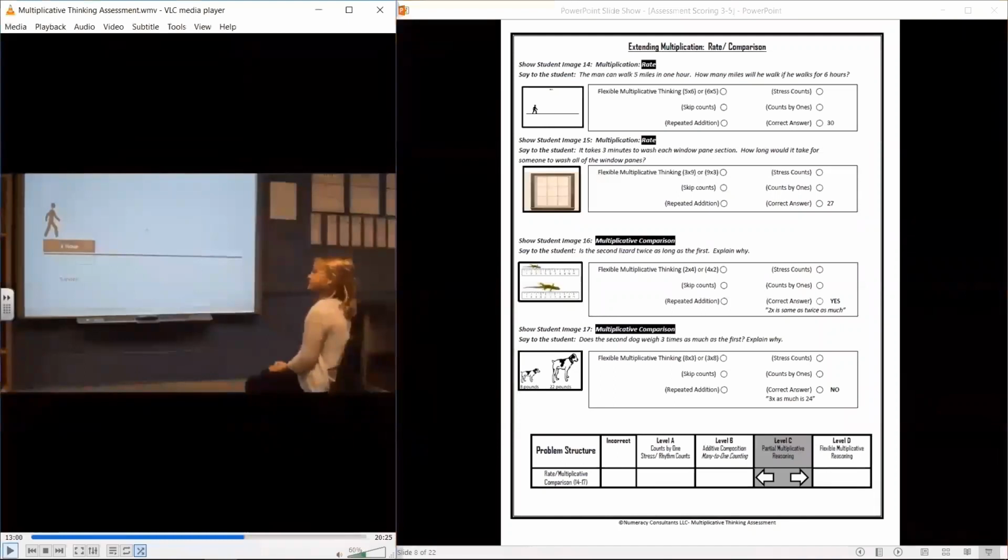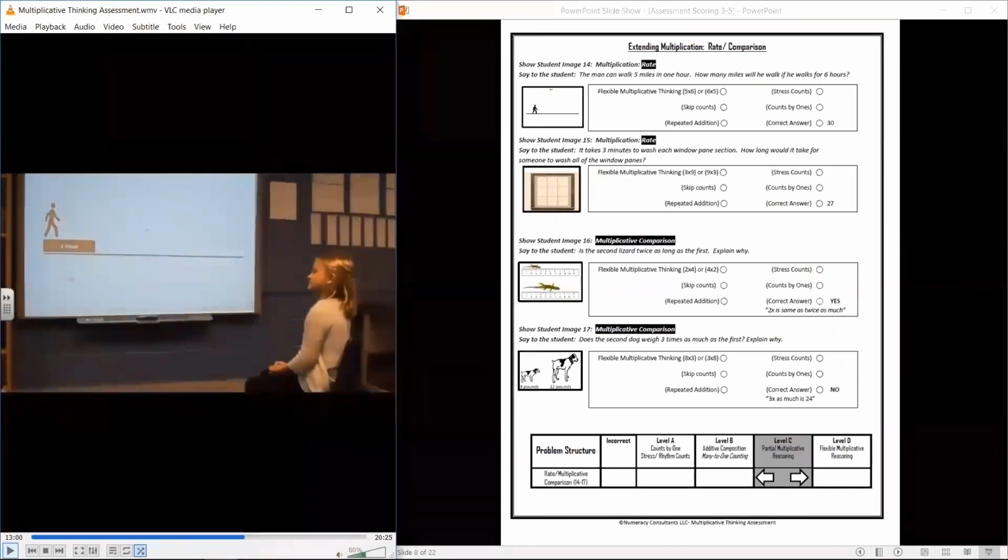Okay, and now we're on the extending multiplication. Remember, this is rate and comparison. This is just can they take their knowledge from equal groups and apply it, because rate is more of a measure of time or money, or comparison is something 2 times as much or 3 times as much. So this is, can they connect what they've learned about multiplication to different scenarios of multiplication?